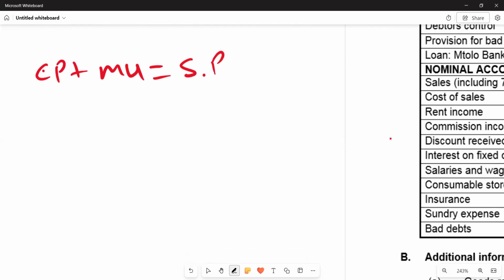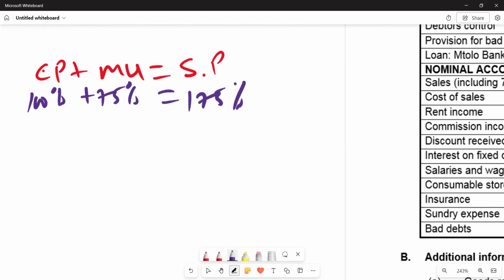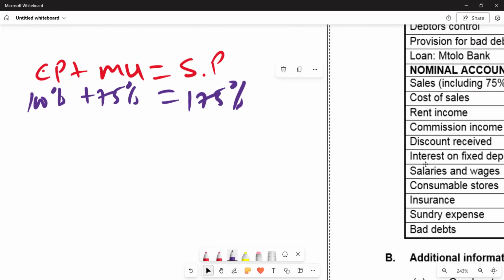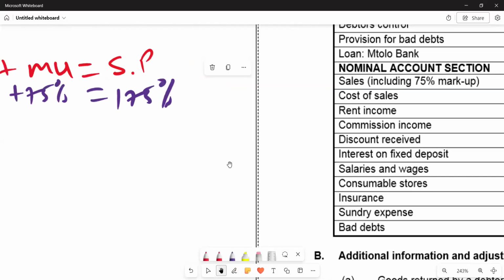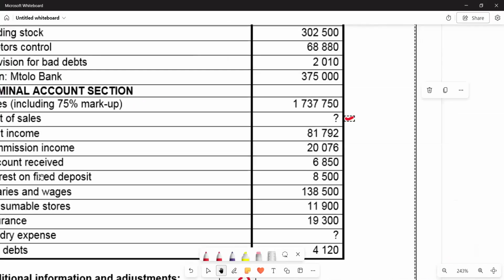When you say cost price, it's always 100%. So you're saying 100%. You add the markup. A markup according to the question is 75%. You add the two, you get 175%. So the representation of our sale price is 175%. So what we are trying to say is 175% is equal to the figure for sales that we are given there, which is 1,750,750. But this one was before it was corrected.